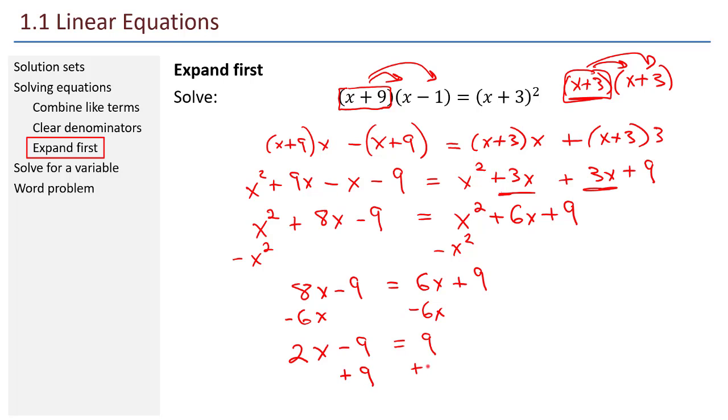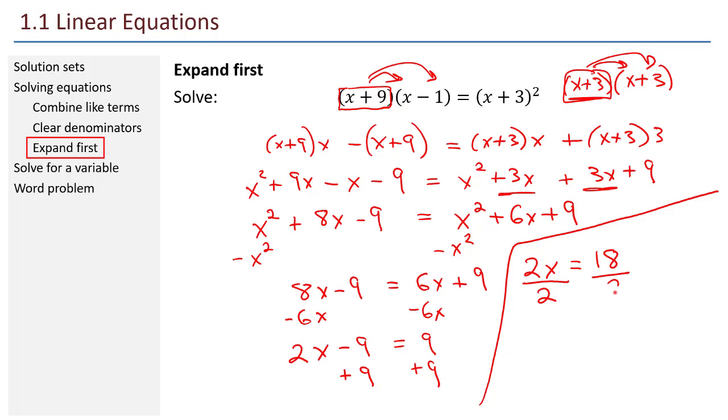Plus 9, plus 9. Maybe we'll move up a little bit to continue here. So I end up with 2x on the left, and I end up with 18 on the right. And as my last step, in order to get x by itself, I'll divide both sides by 2 and end up with x equals 9. All right, it took a little bit of work, but there we go. We got it. X equals 9. There's our solution.